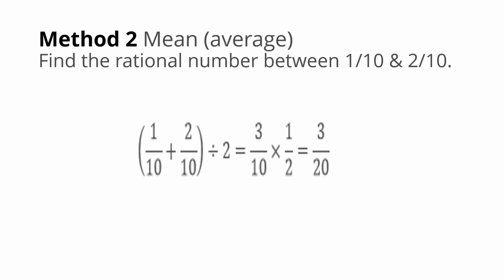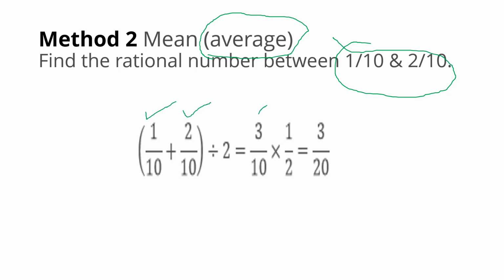Next is the average method. As the name clearly states, the word average means you have to add two numbers and then divide by 2. So 1 by 10 plus 2 by 10 gives you 3 by 10. Then dividing by 2 means you change the sign to multiplication and take the reciprocal, and you will get 3 by 20.